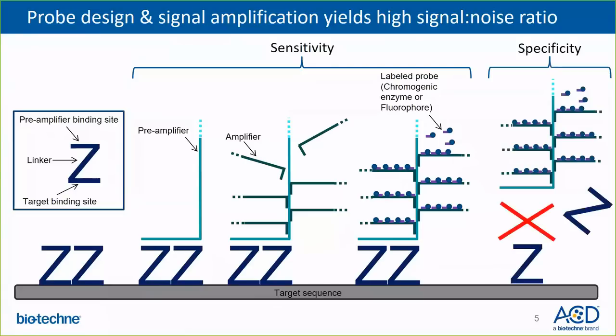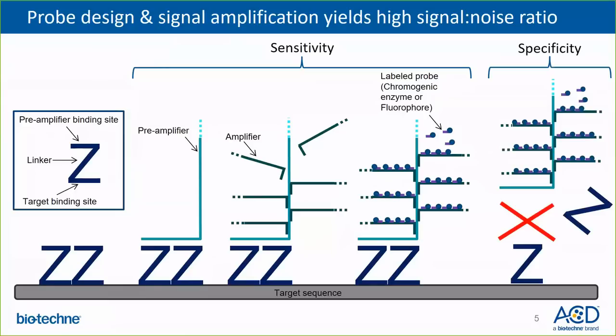Background is eliminated because the signal is dependent on two Zs binding next to each other on the target sequence. If both Zs do not bind next to each other, then the preamplifier cannot form a stable hybridization and the amplification tree does not get built. Consequently, no amplification of nonspecific hybridization occurs, generating little to no background signal.